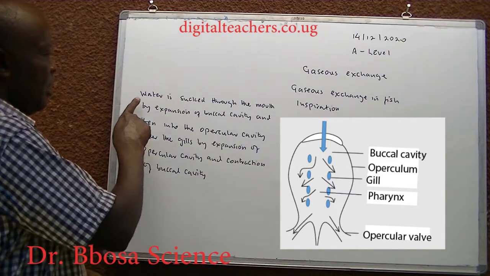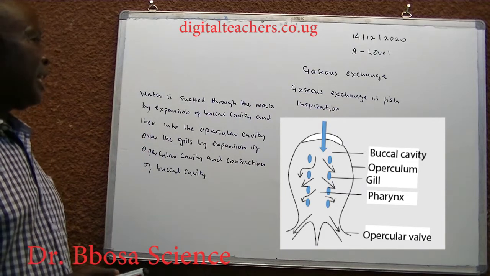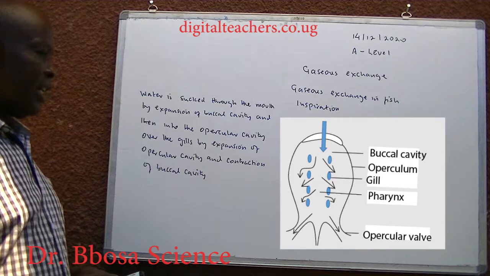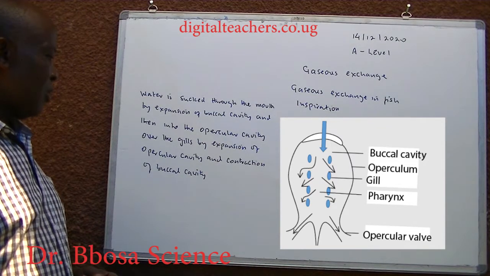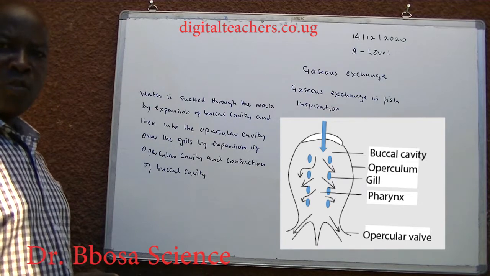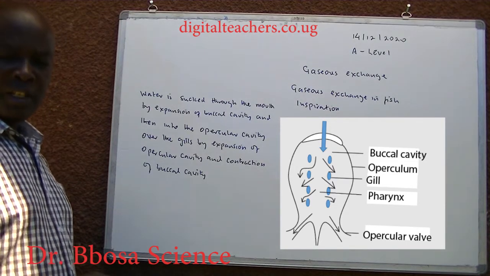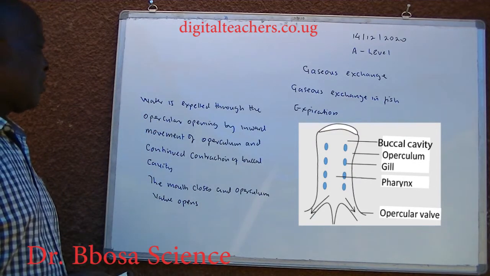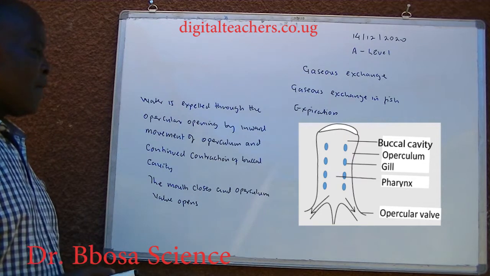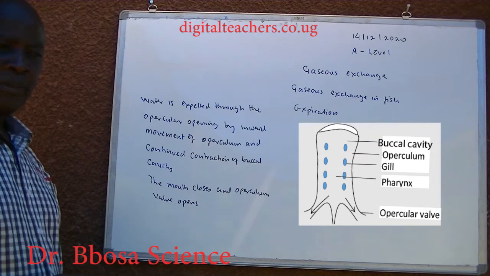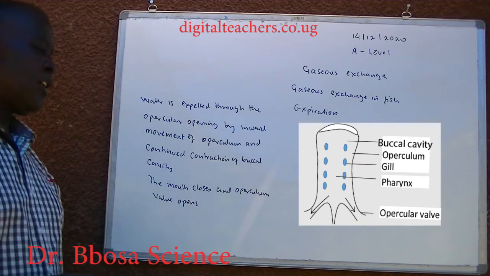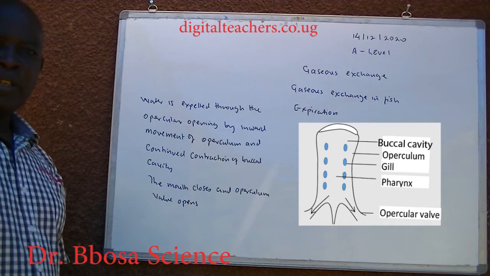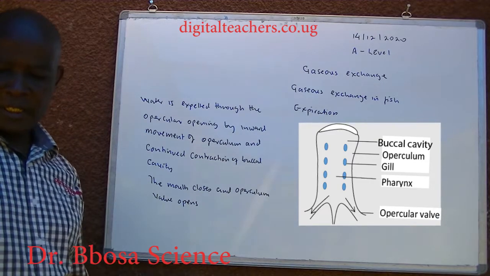Inspiration in the fish. Water is sucked through the mouth by expansion of the buccal cavity and then into the opercular cavity over the gills by expansion of the opercular cavity and contraction of the buccal cavity. Expiration in the fish. Water is expelled through the opercular opening by inward movement of the operculum and continued contraction of the buccal cavity. The mouth closes, the operculum valve opens.